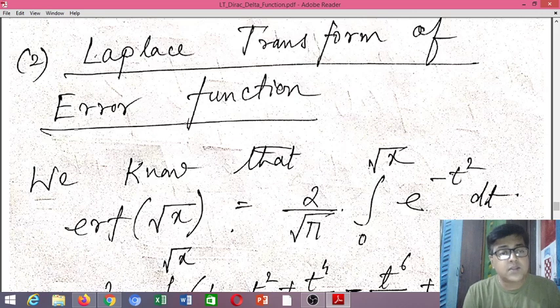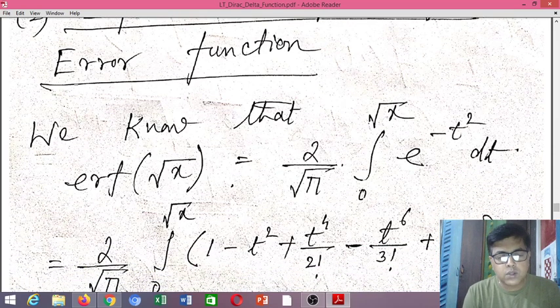Now what is the error function? First of all, we define what the error function is. I don't know how many of you have done statistics, particularly the Gaussian normal distribution, and there you'll find the application of the error function. So those who have not done it, please just remember this definition here. The error function, normally denoted by ERF, ER stands for error, F stands for function, of root x is defined to be 2 by root pi integral 0 to root x e to the power minus t squared dt, okay?